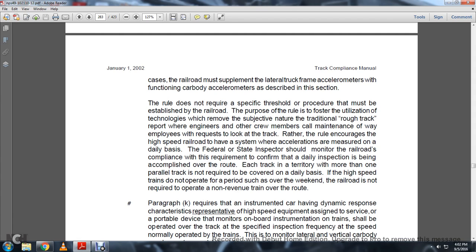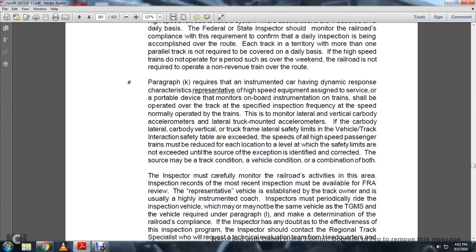The federal or state inspector should monitor the railroad's compliance with the requirement to confirm the daily inspection is being accomplished over the route. Each track of a territory with more than one parallel track is not to be covered on a daily basis. The high-speed train may not operate during some periods, such as over the weekend. The railroad is not required to operate a non-revenue train over the route.